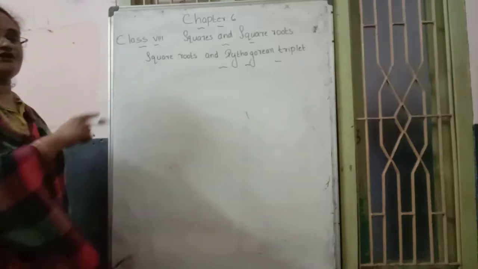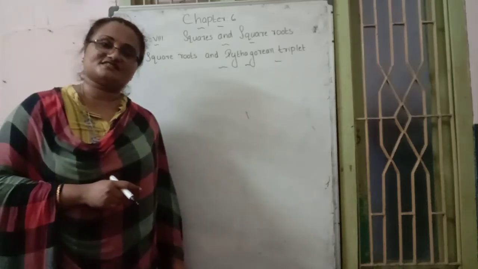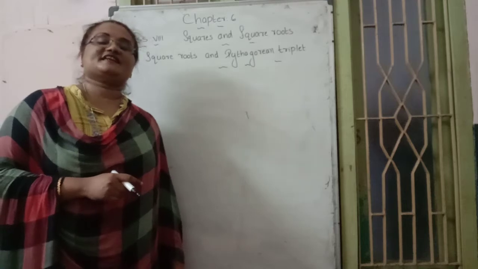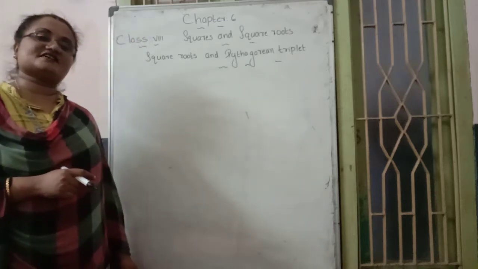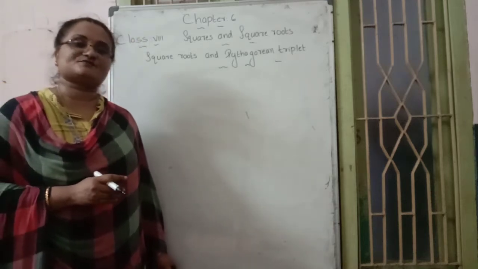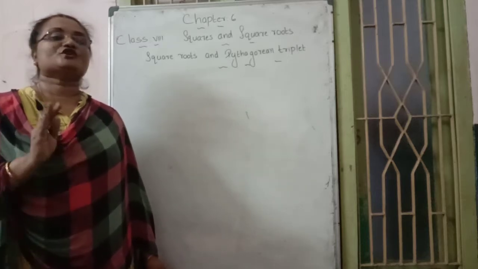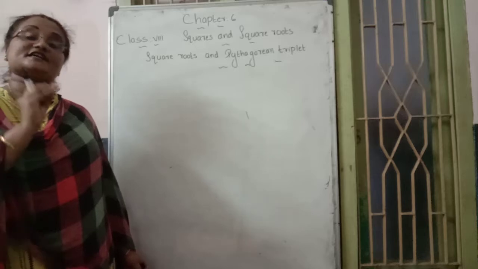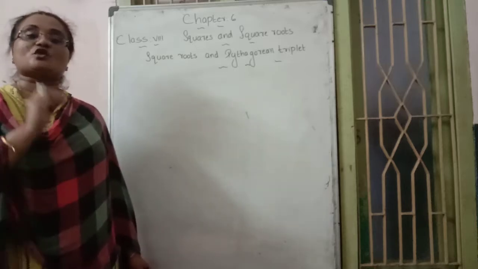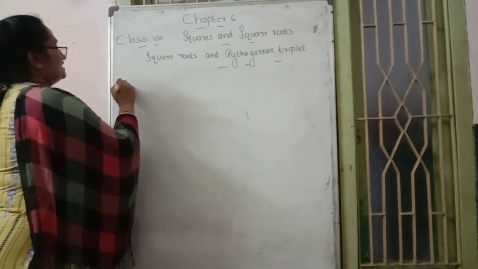Students, now we are going to discuss chapter 6, squares and square roots. Last class we discussed exercise 6.1. Now we are going to discuss exercise 6.2. First, what about square root? Square root means, for example, see.